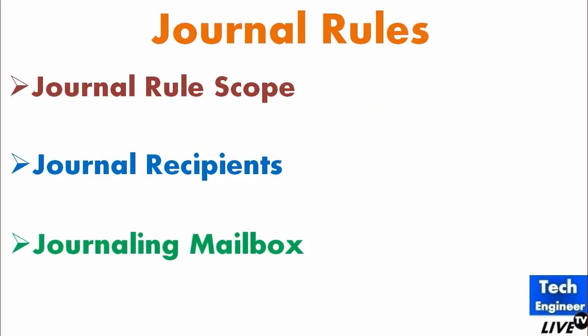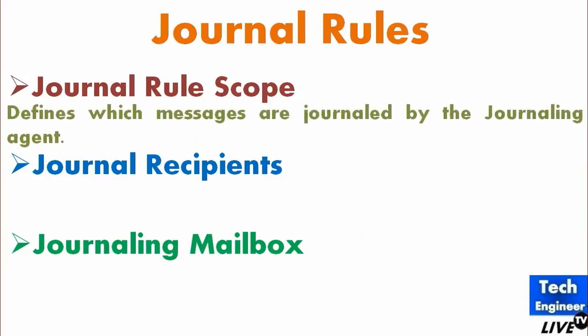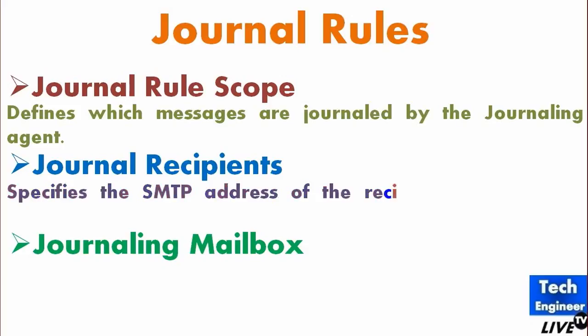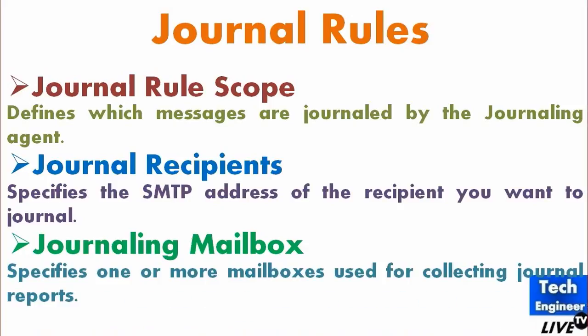Now, understanding the rule scope, it defines which messages are journaled by the journaling agent. The recipient specifies the SMTP address of the recipient you want to journal. What are the recipients you want to journal, you look out for according to whatever your rules have been set for. The journaling mailbox specifies one or more mailboxes used for collecting journaling reports.